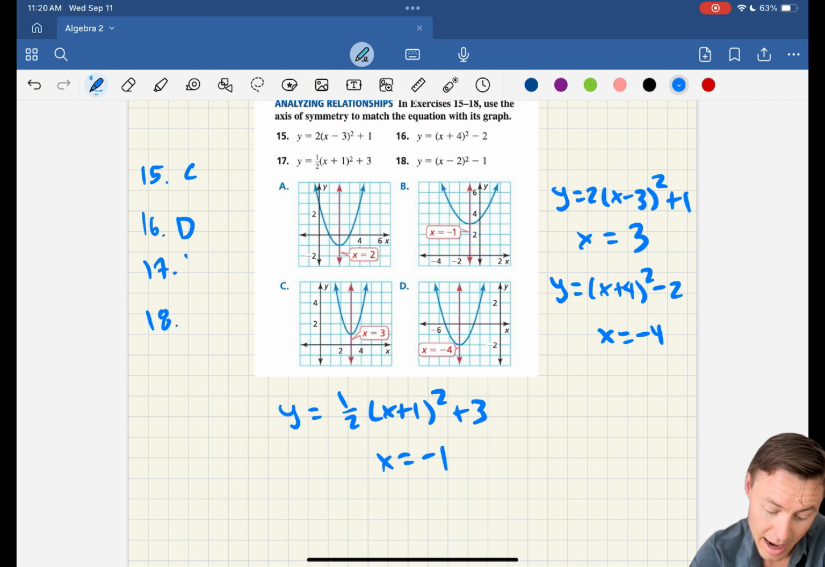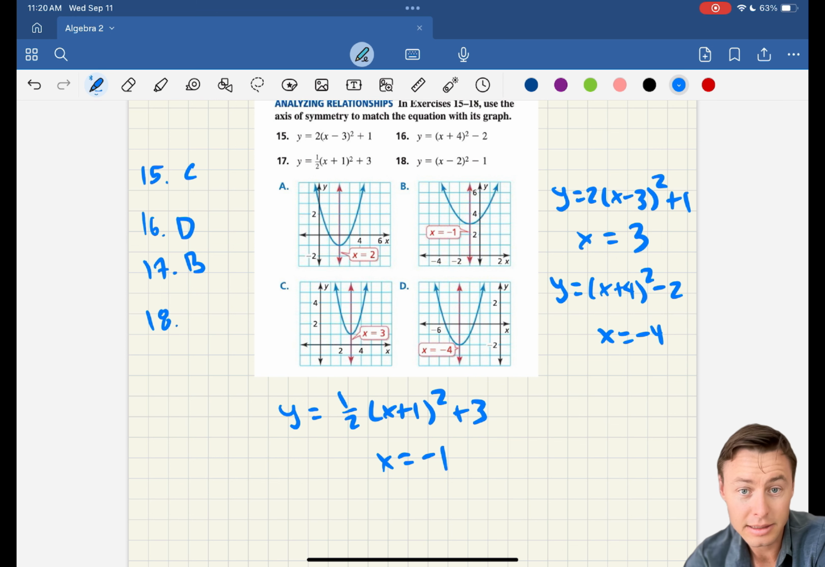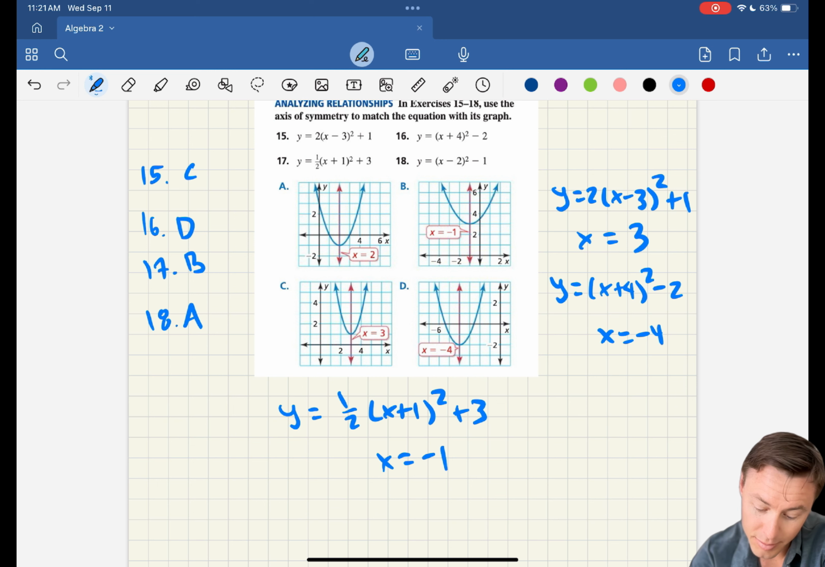which matches up with graph B. And then via process of elimination, there's only one left. It has to be A for the last one. But we can verify that.